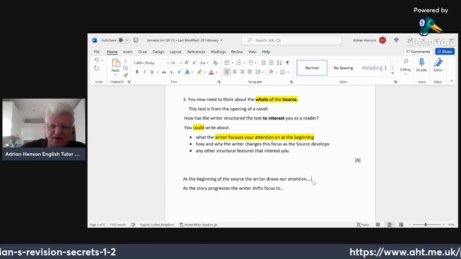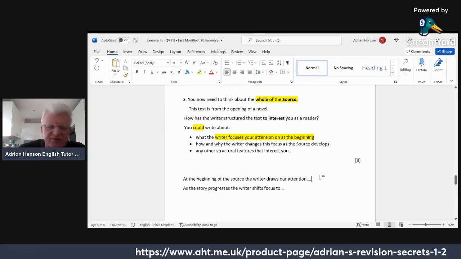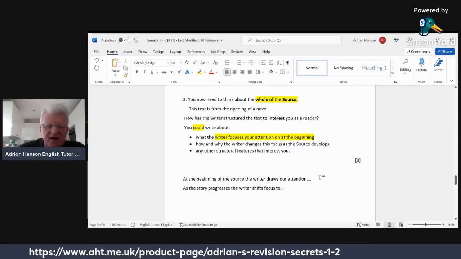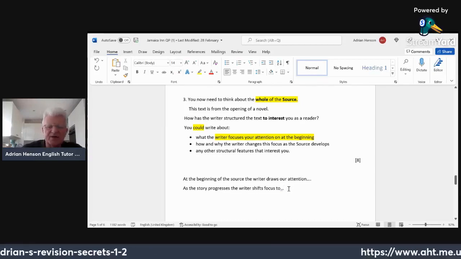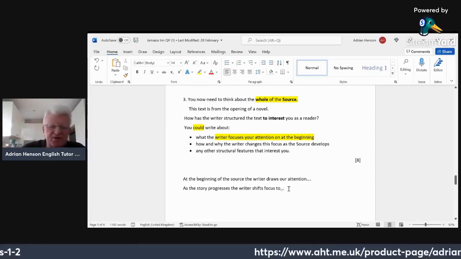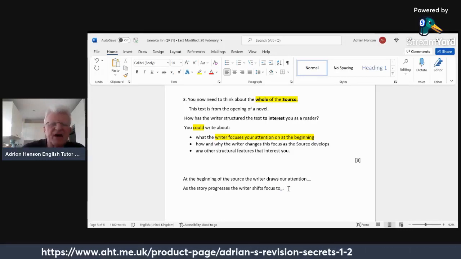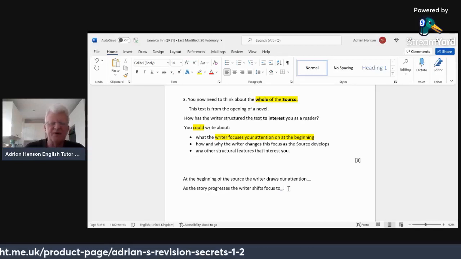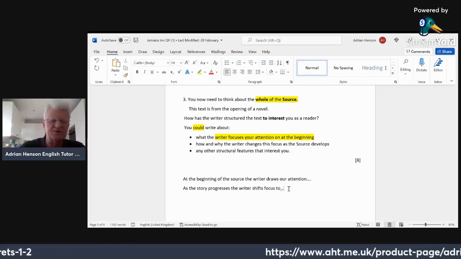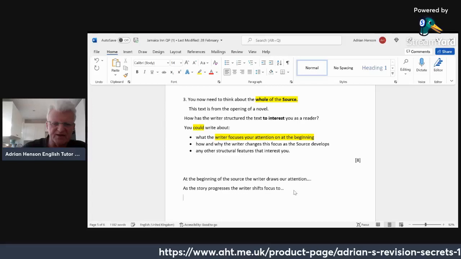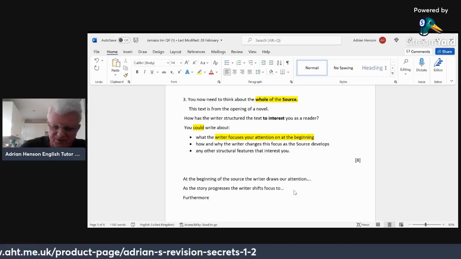So you've already got a kind of structure building, and we're trying to get a paragraph out of this where we're picking something from the beginning of the extract, and then as the story progresses, the writer shifts focus to. So that's another one. And then you're going chronologically through the extract and picking out elements that you think are adding value to the story and have an impact and engage you and set the mood, the tone, add a bit of tension, add a bit of mystery, or whatever it is. So the next one you could put is further, and that would be your next paragraph.